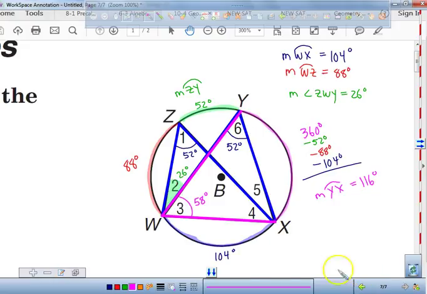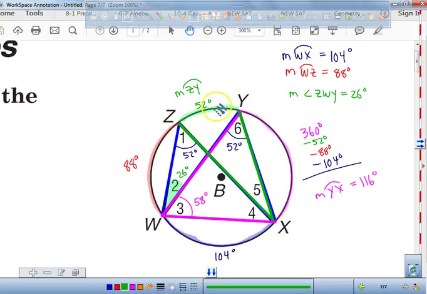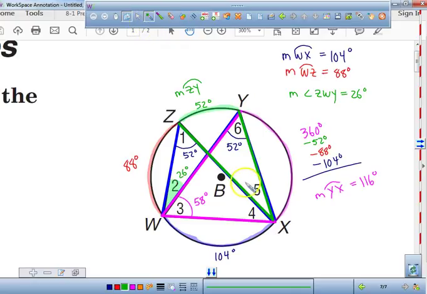Now, angle 5, what arc goes with angle 5? Don't tell me the answer. What arc goes in? Arc ZY goes with angle 5. So angle 5 has to be half of 52, which also matches that.